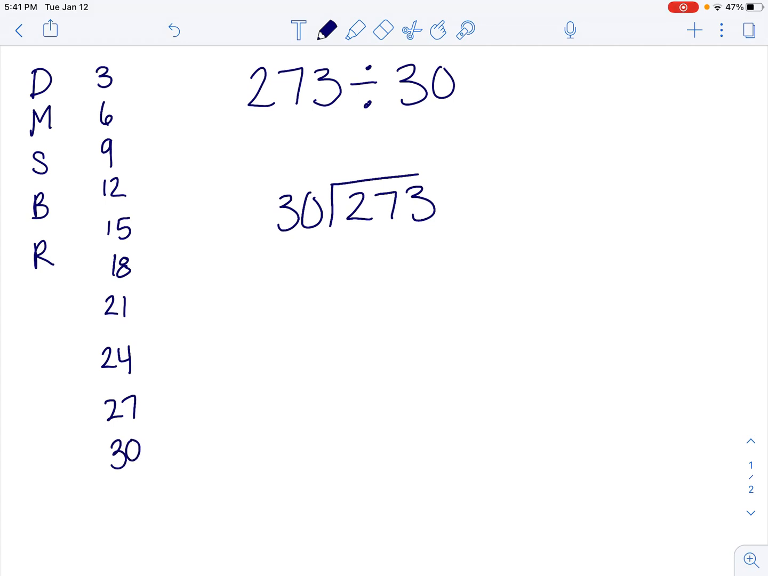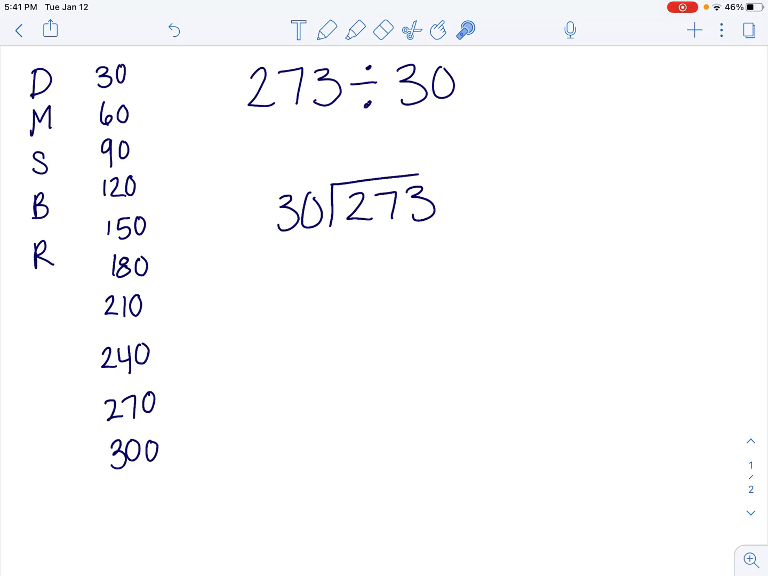Now we can change that skip counting to represent skip counting by 30 by multiplying each of those numbers by 10 or shifting them one place value bigger on the place value chart, which also means we can just draw a 0 on the end here. 30, 60, 90, 120, 150, 180, 210, 240, 270, and 300.